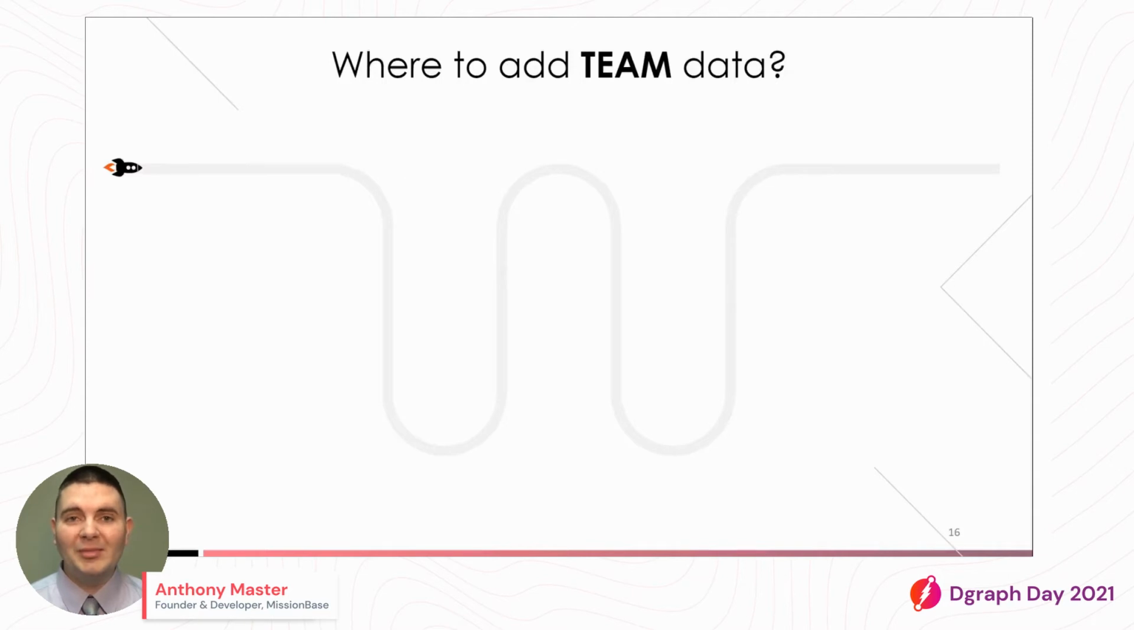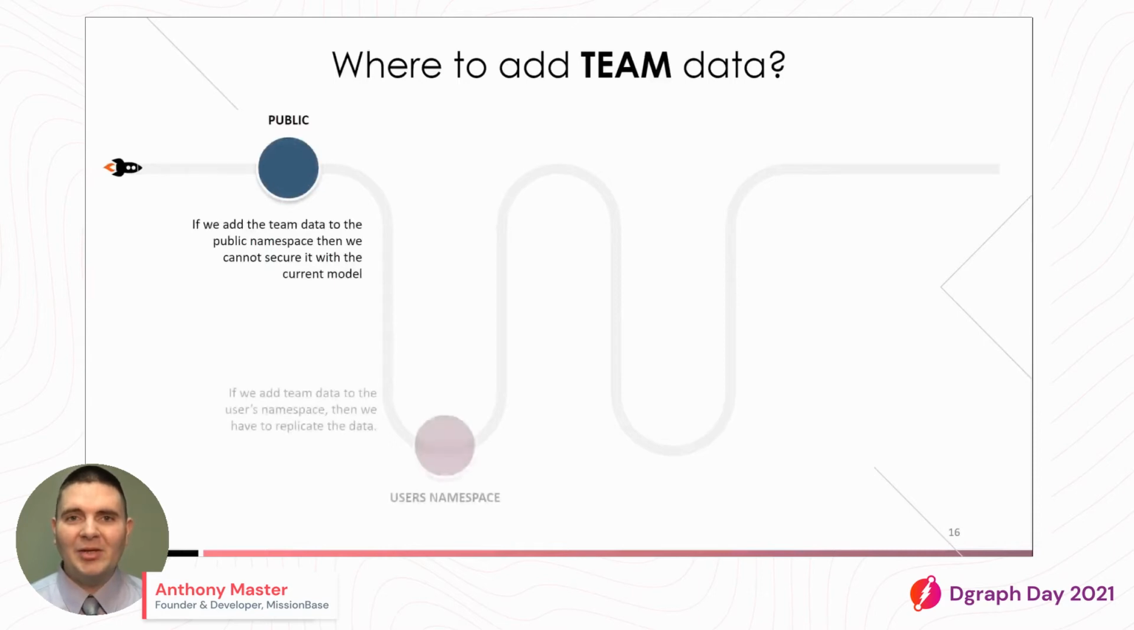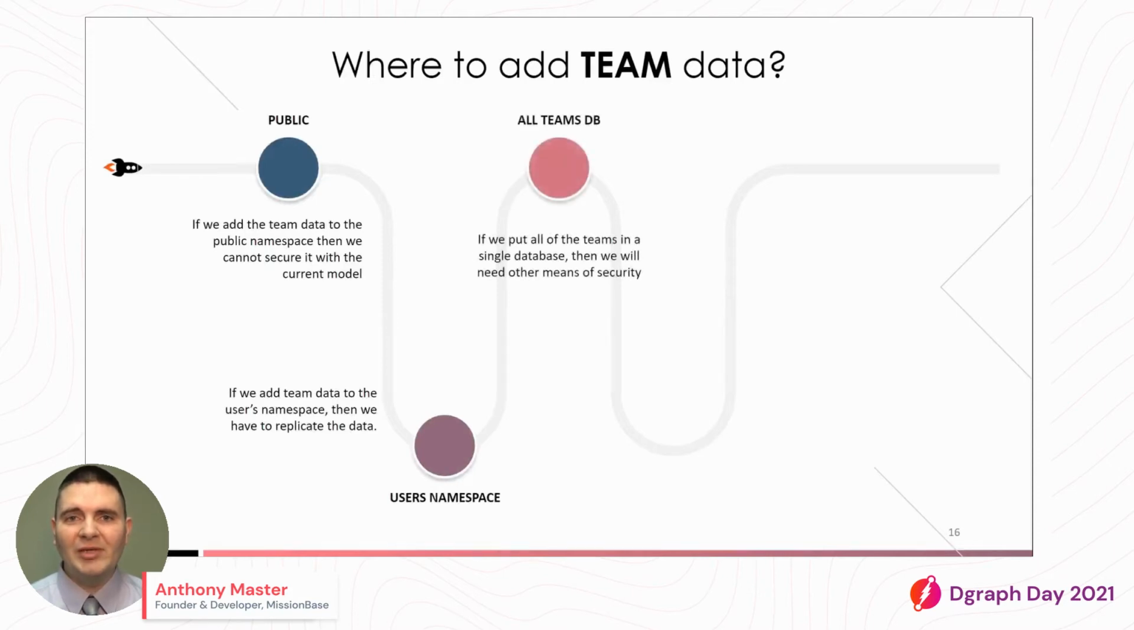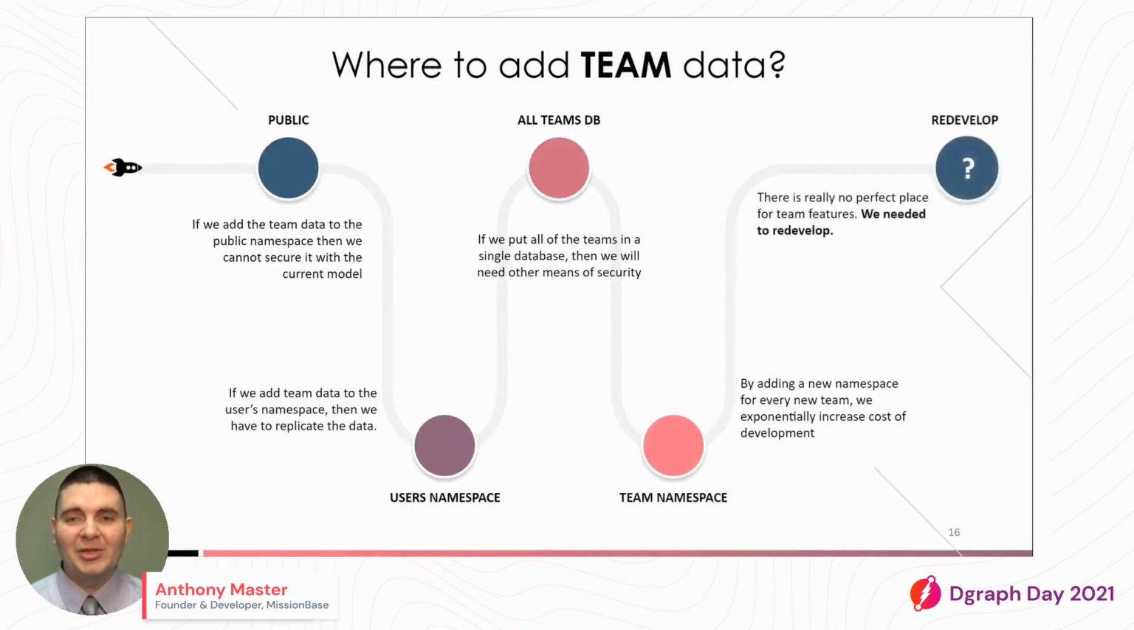Where do we put all the team data? If we add the team data to the public namespace, then we cannot secure it. If we add the team data to the user's namespace, then we would have to replicate the data for every user. If we created a new namespace to hold all of the team's data combined, then we risk the problem of teams accessing other teams' data. We could have created a new namespace for every new team, but we were imagining exponential growth and we were not able to scale that model. There was really no perfect place to put team data.